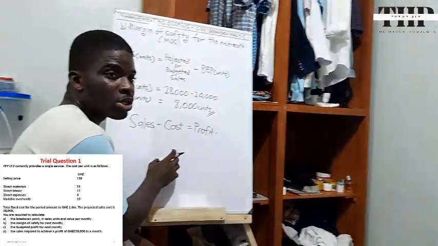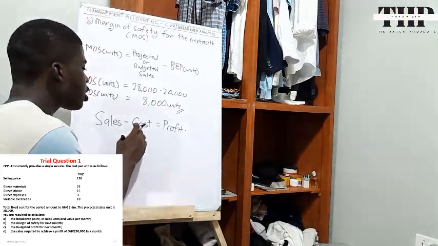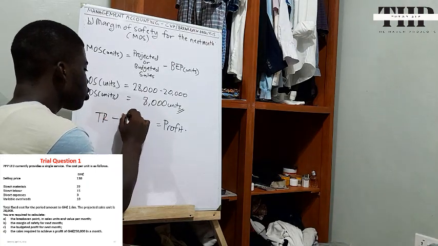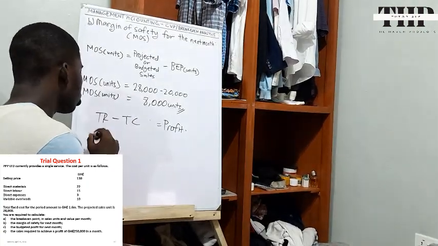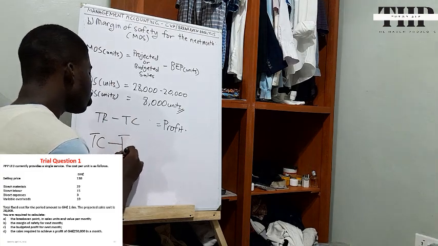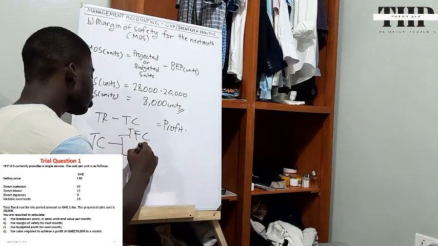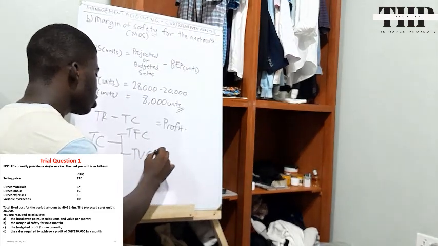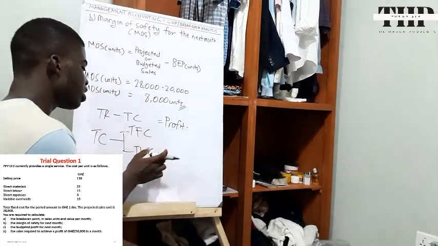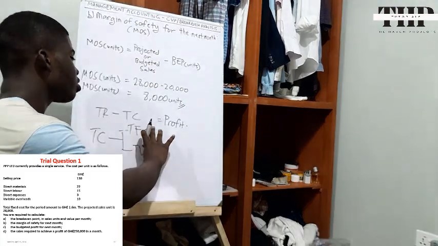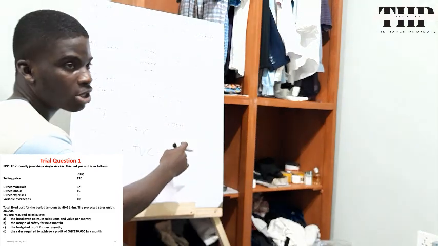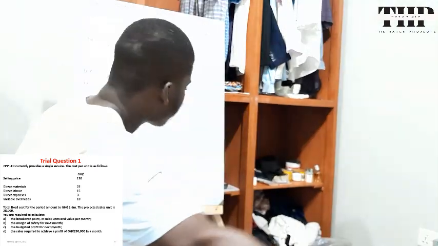Now, your cost can be broken down into what? Total revenue minus total cost, that will give you profit. Now, total cost is broken down into what? Total fixed cost and total variable cost, right? So you have to find this and this. Add these two and subtract them from the revenue to get total profit.